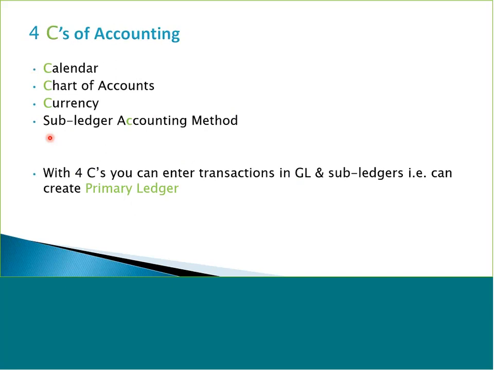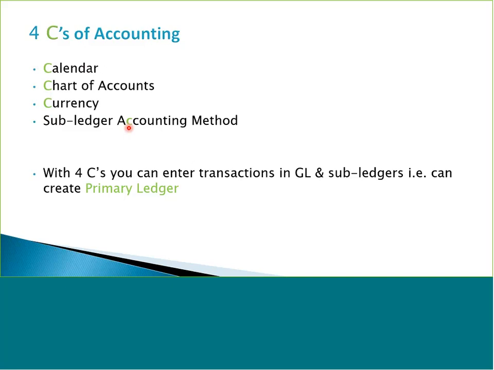So these four features that we have described are called the 4 C's of accounting. By looking at these letters that I have highlighted, you can see where the 4 C's terminology comes from. So we have calendar, chart of accounts, currency, and this one they try to be smart with it by saying highlight this C for the subledger accounting method to make the 4 C's of accounting. So using the 4 C's of accounting, you can create your ledger.